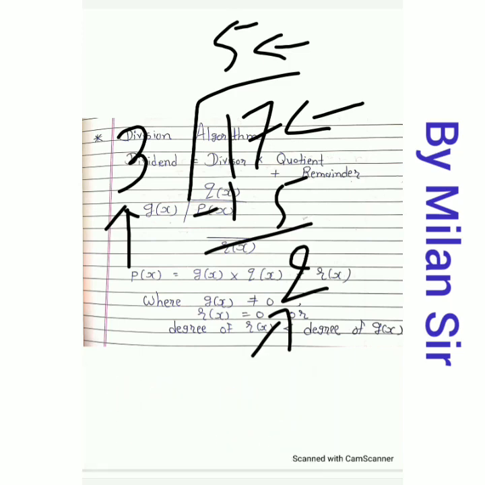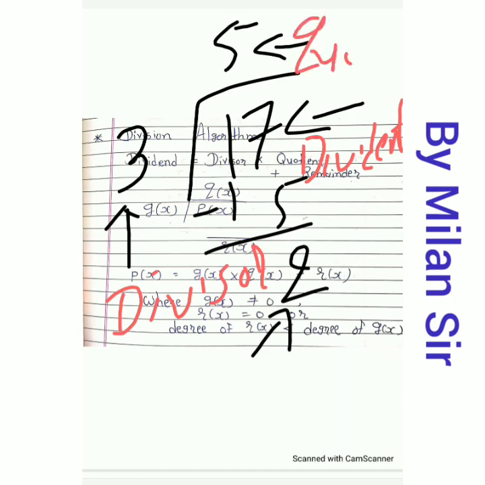Again, 17 is called the dividend. 3 is our divisor. I already wrote it here, but I just show you. This is our answer, it is called the quotient, and 2 is our remainder.